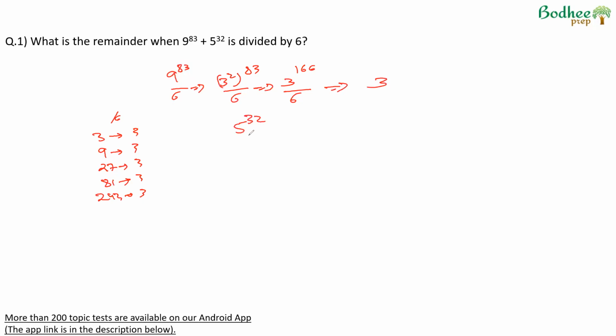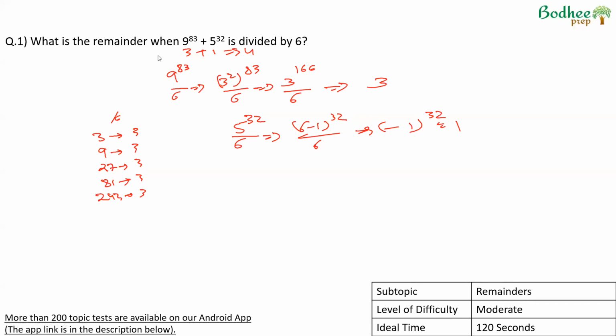When we look at 5 raised to power 32, 5 raised to power 32 means 6 minus 1 raised to power 32. So from here, the remainder will be minus 1 raised to power 32, which will be 1. So remainder of 3 from here, 1 from here, and overall remainder of 4 becomes the answer. Again, since there are 2 steps, therefore I am saying moderate, but in any case, attempt time should not be more than 2 minutes.